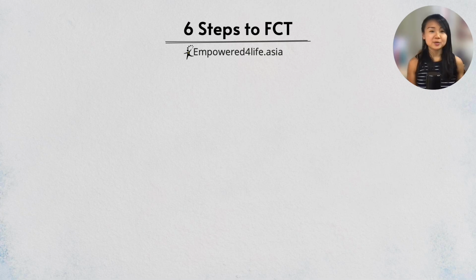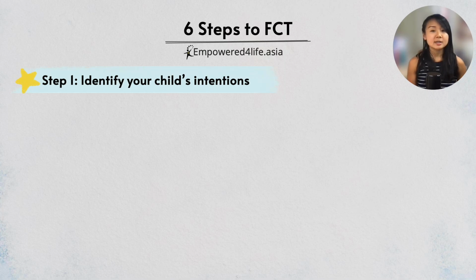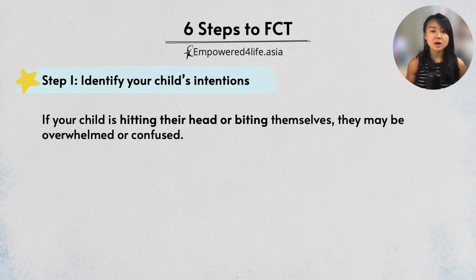Okay, now we can move on to our 6 steps of FCT. And step 1 is to identify your child's intention. The example over here is that your child is always hitting his head or biting himself whenever he feels overwhelmed or confused. So a possible scenario that I've met many times in real life is whenever the child makes a mistake when performing a task, he will hit his head really hard or bite himself.